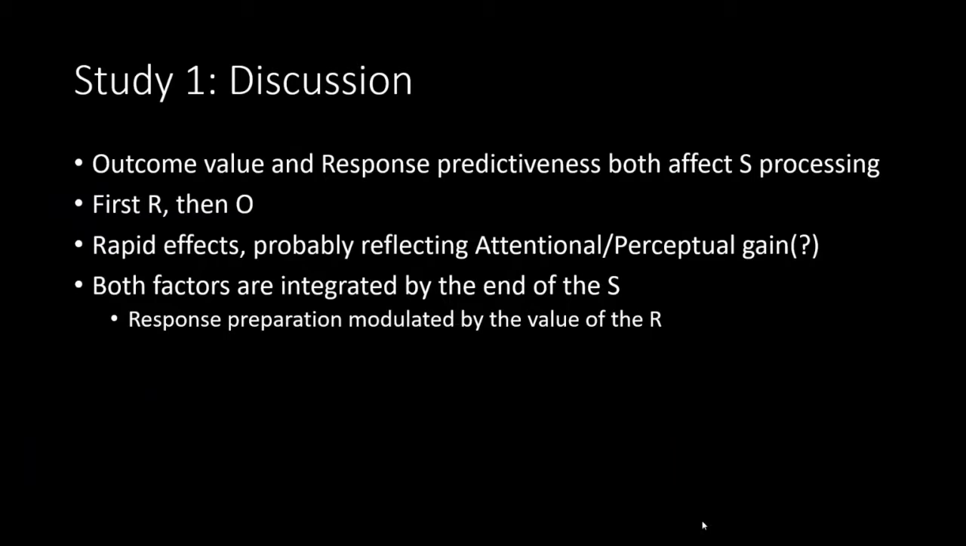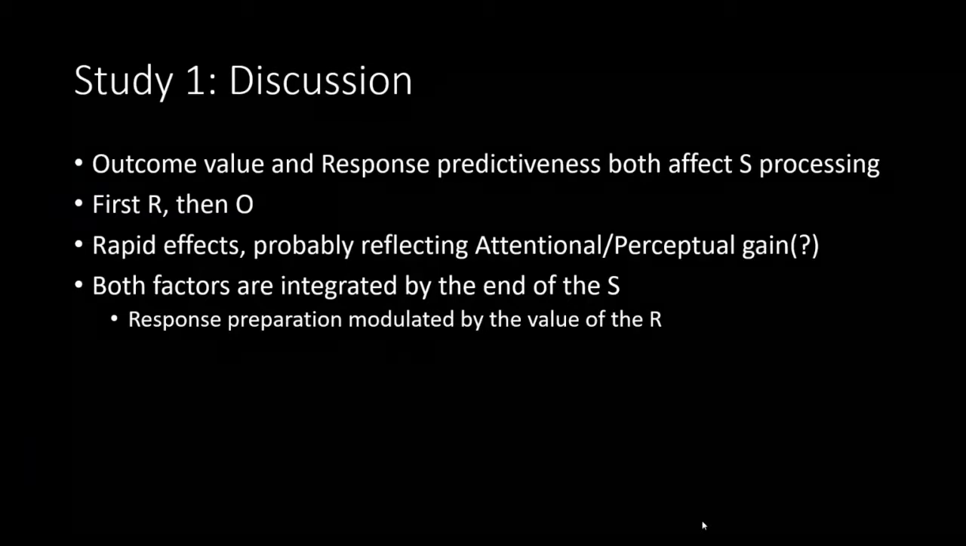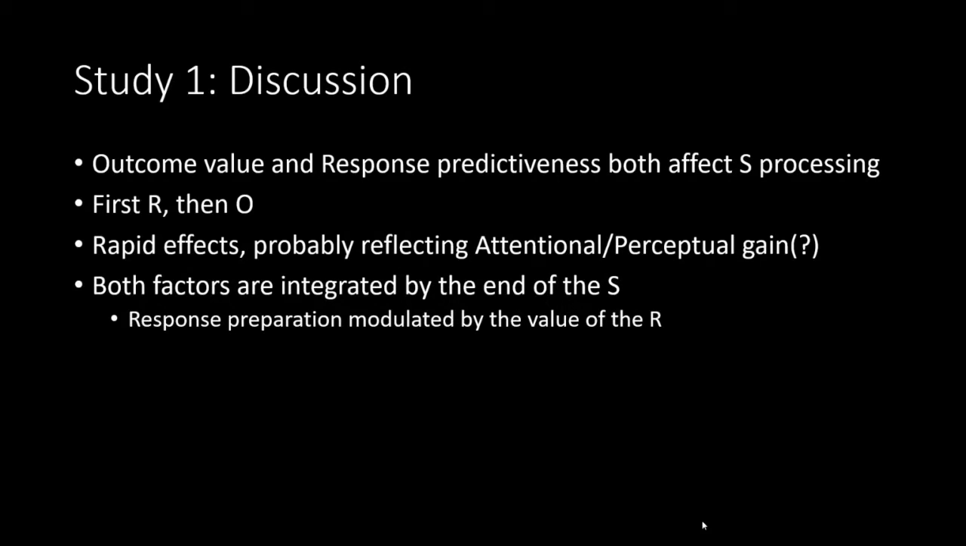So we have that both factors actually modulated the processing of the stimulus. It seems that the information related with the response was more rapid than that related with the outcome. But both of these effects occurred very rapidly. In 250 milliseconds, we had the outcome value effect. In 150 milliseconds, we had the response effect. So maybe some of them are reflecting some kind of attentional perceptual gain. We are not sure about that, but it's a possibility.